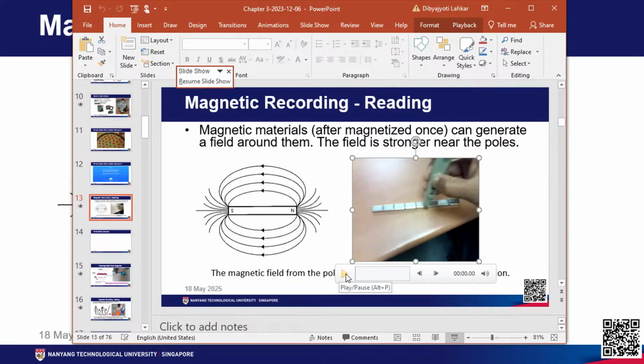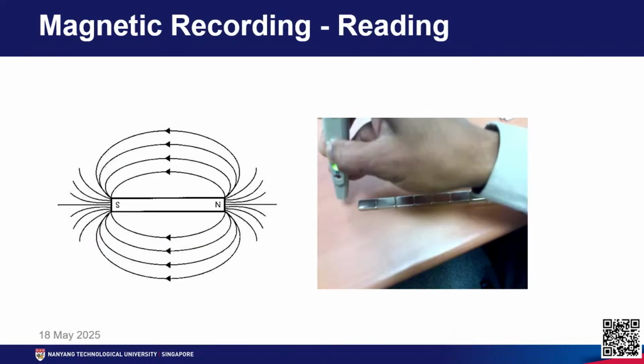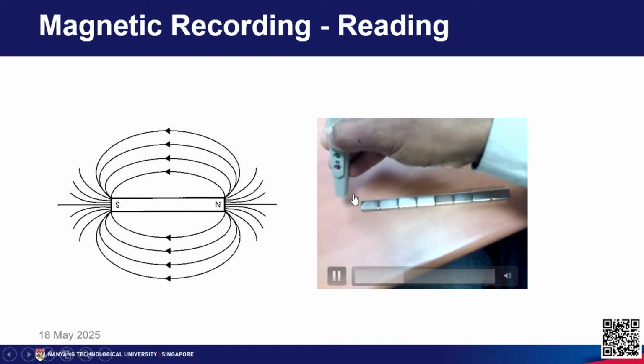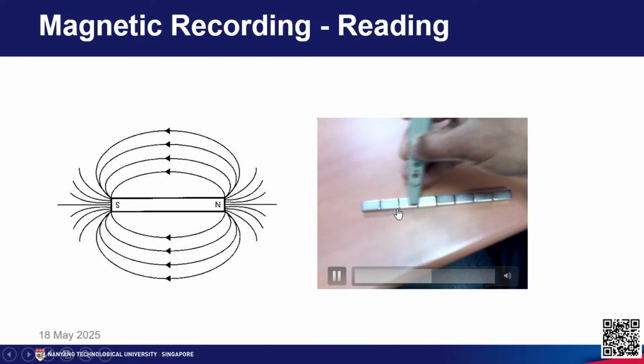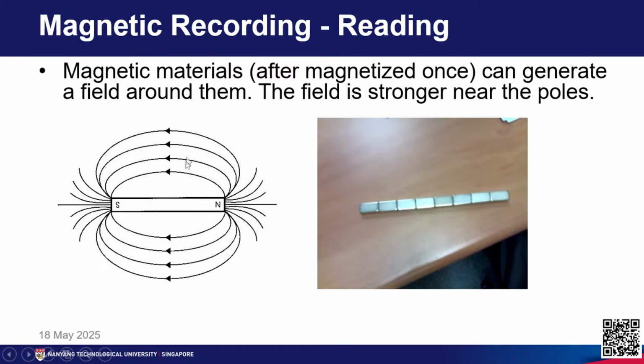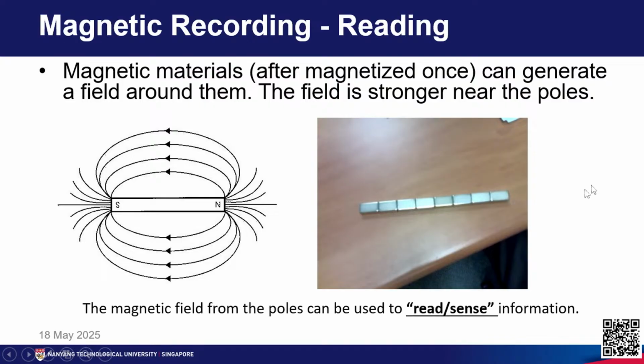So, this video is to demonstrate that the magnetic field will be seen only at the edges of the two poles. When I have the sensor near the edge, there is light, no light, and only at this edge you see the light, right? So, this is for the concept that the field is stronger near the poles.